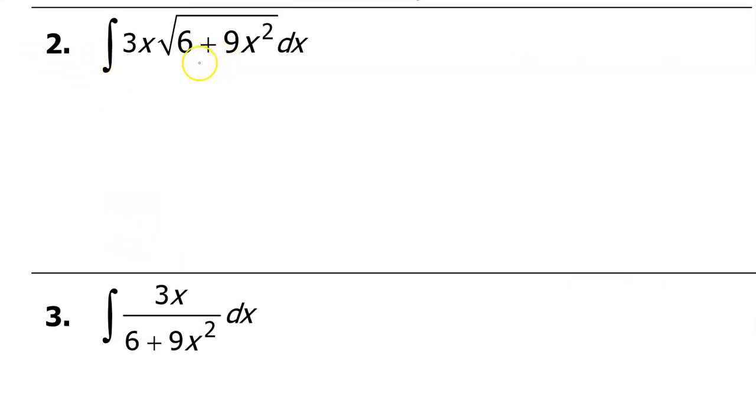For number 2, I feel some U substitution coming on. The U is usually whatever is underneath the radical here. So let's take a guess and see what happens. U will equal 6 plus 9x squared. And in that case, U prime will equal, let's see, 2 times 9 is 18. So U prime is 18x.